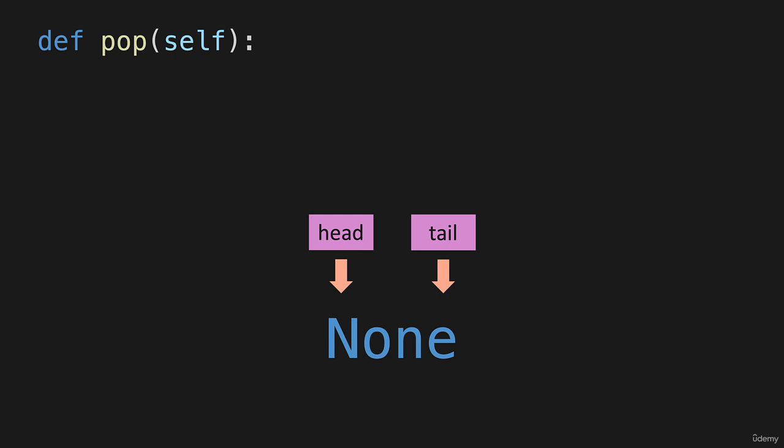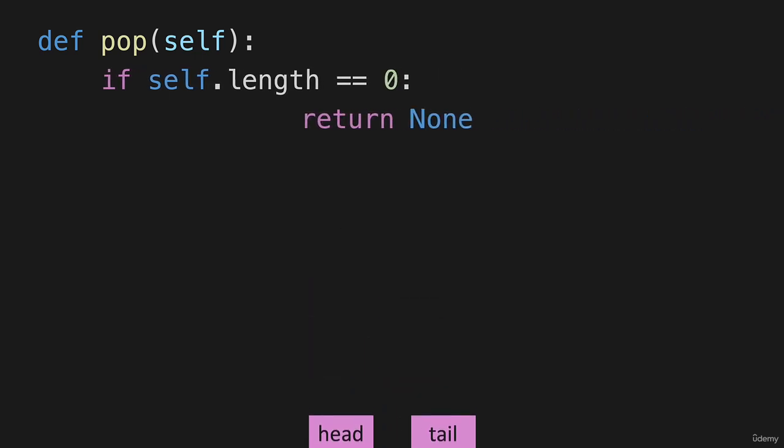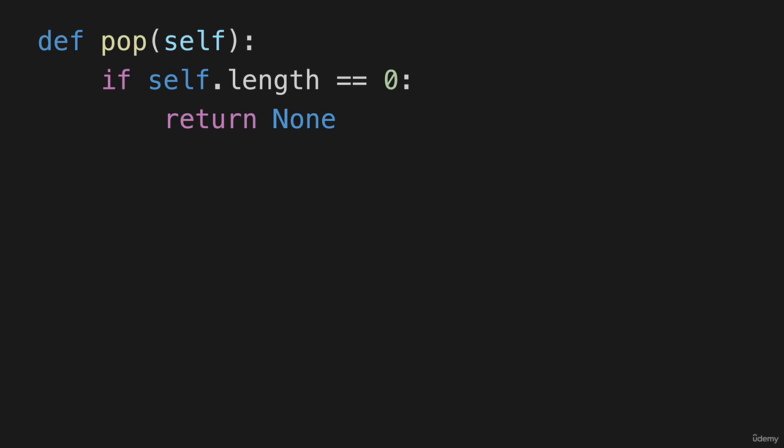And there are a few ways to test for this. You could say, if head is none, tail is none. I'm going to, in this one, say if the length is 0, then we'll return none.